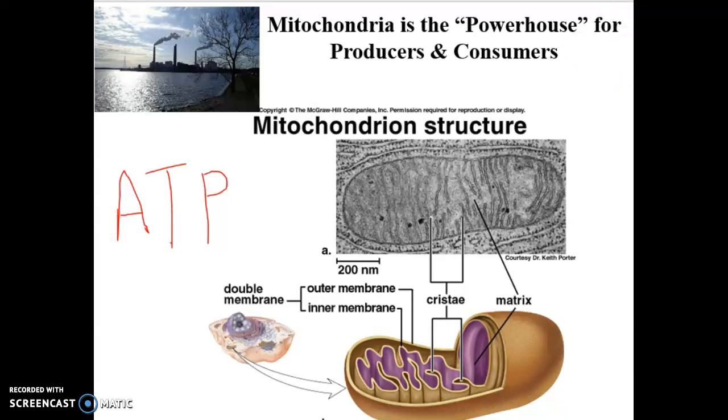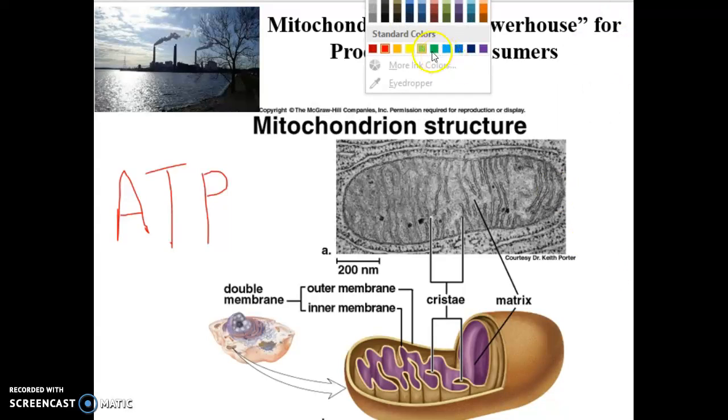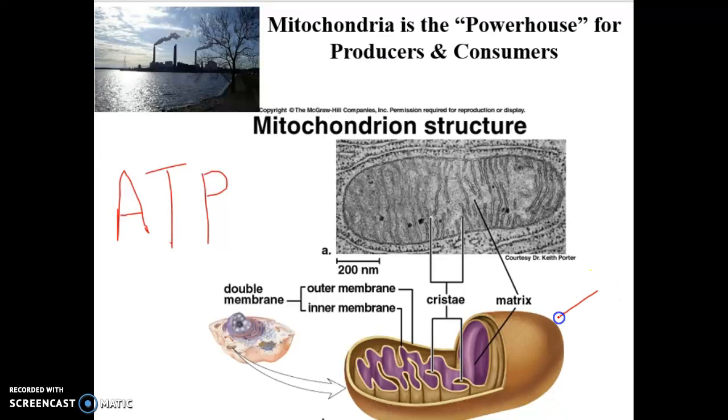A couple ingredients go in. We'll see different ingredients going in to the mitochondria, and then products come out. ATP, carbon dioxide, heat, water, etc. So we'll come back to this. But this is a key powerhouse structure.